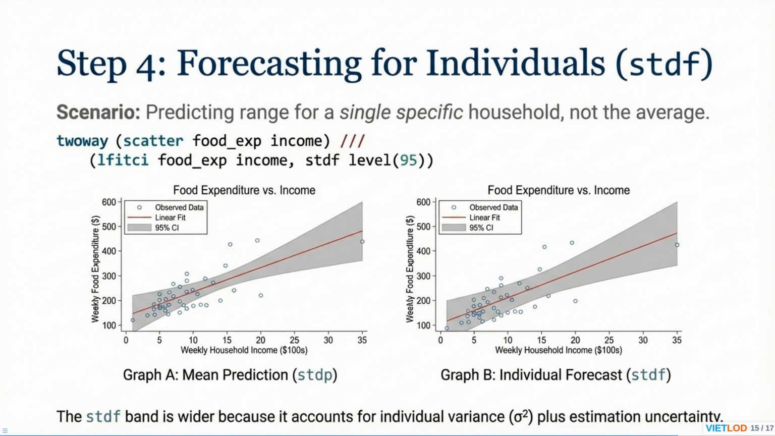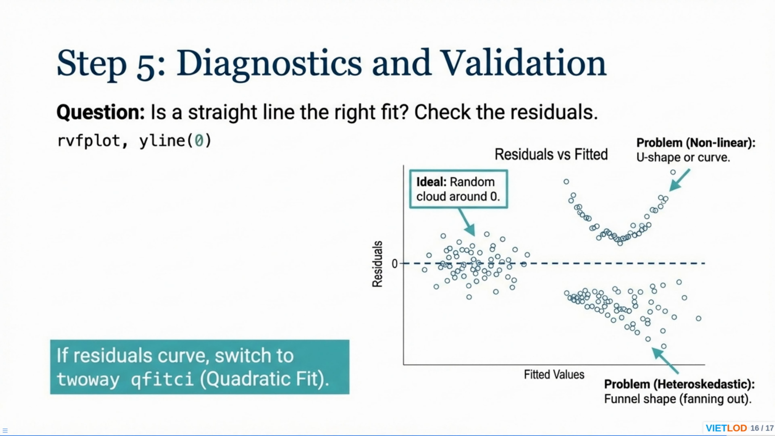This is crucial because the forecast for an individual must account for two sources of uncertainty. First, the uncertainty in estimating the regression line itself, and second, the inherent random individual variance of a single data point around that line. For instance, predicting the average food expenditure for all households at a given income is different from predicting the exact spending of one particular household. The individual's unique choices add an extra layer of variability, leading to a wider, more conservative prediction interval when using stdf.